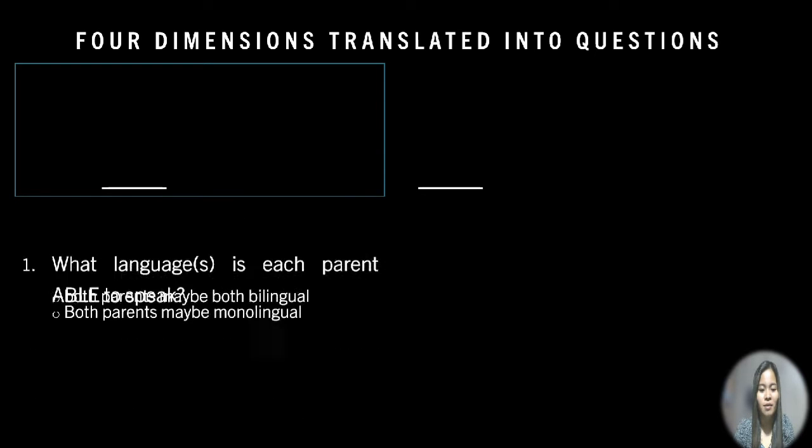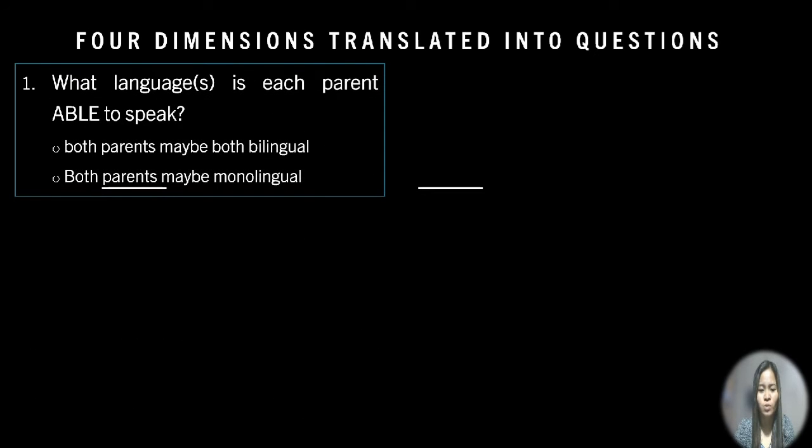The first one is: what language or languages is each parent able to speak? Both parents may be bilingual, or both parents may be monolingual. In some family situations, the parents or guardians may both be bilingual. For example, here in the Philippines, both parents may be able to speak Filipino and English fluently. Or both parents may be monolingual, with the child acquiring the second language from relatives, neighbors, and the local community.